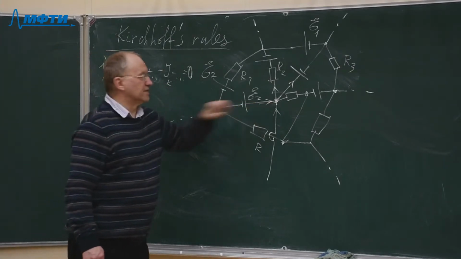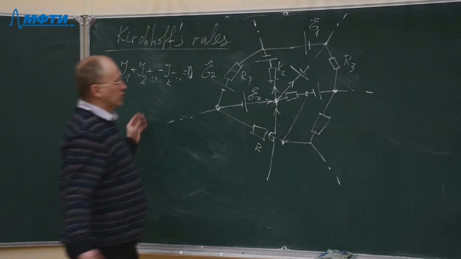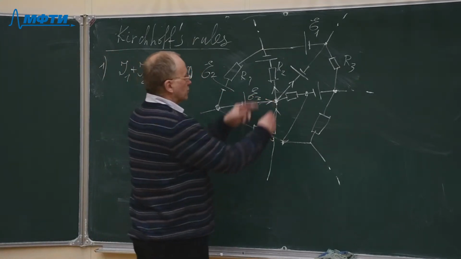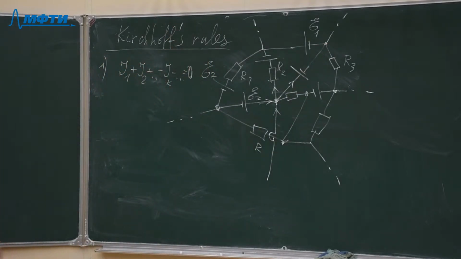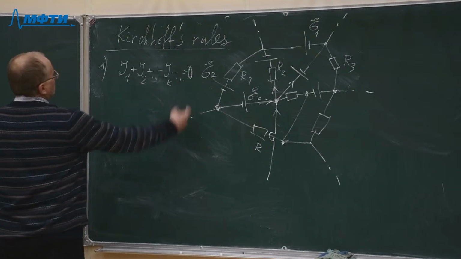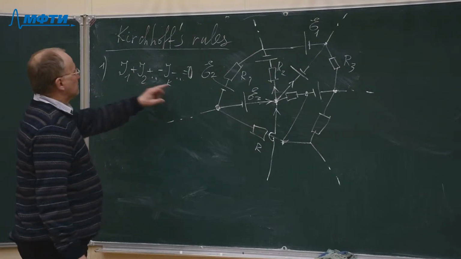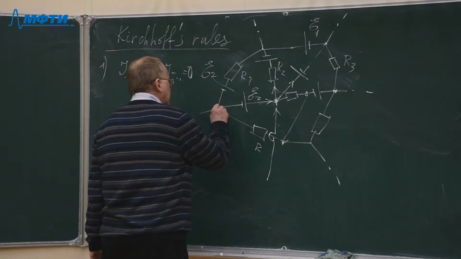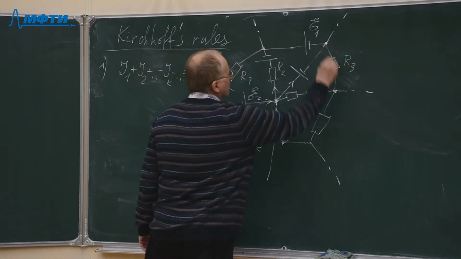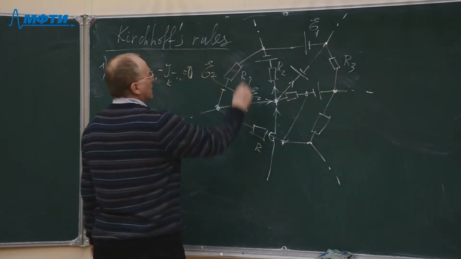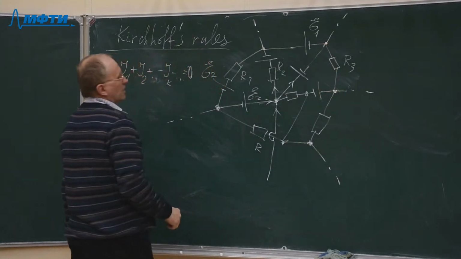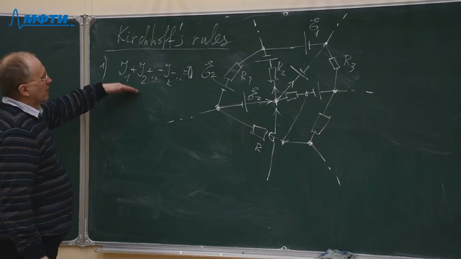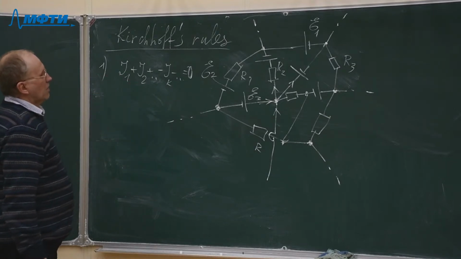It's not accumulated in this point. And the total charge which comes here must be equal to the total charge which goes out of this point during a certain time interval. That is the first Kirchhoff's law, and this law must be applied to every junction in your complicated circuit. Every point where wires are connected will give you an equation of currents.